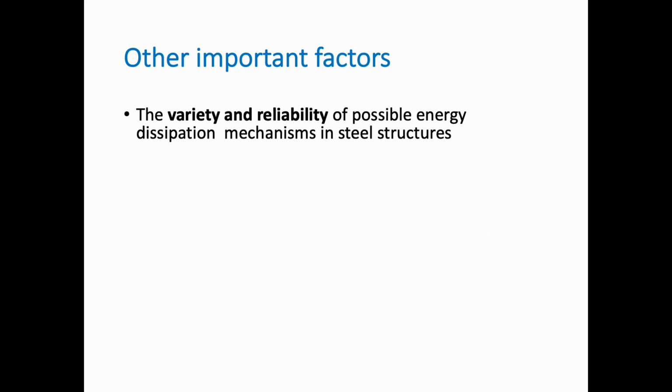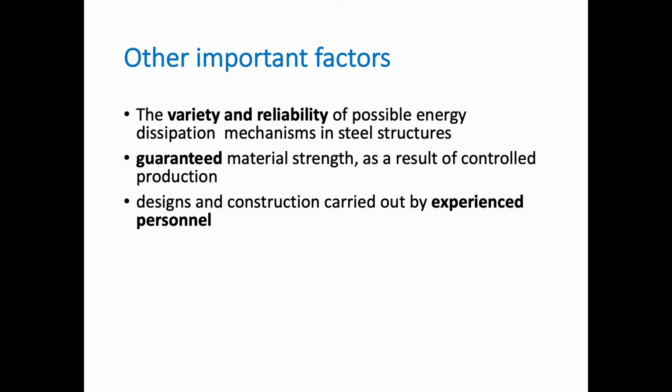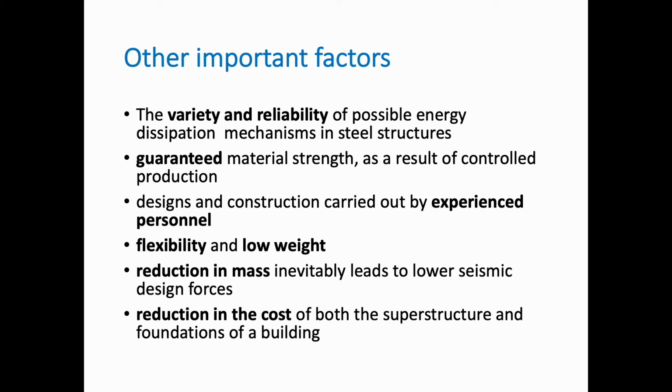Other important factors that we need to consider are the variety and reliability of possible energy dissipation mechanisms in steel structures, the guaranteed material strength as a result of the controlled production, the design and construction carried out by experienced personnel, and the flexibility and low weight of the structure, which will cause less earthquake impact on your structure. So reducing the masses, reducing the weights inevitably will lead to lower seismic design forces, and a reduction in the cost of both the superstructure and the foundations of a building.